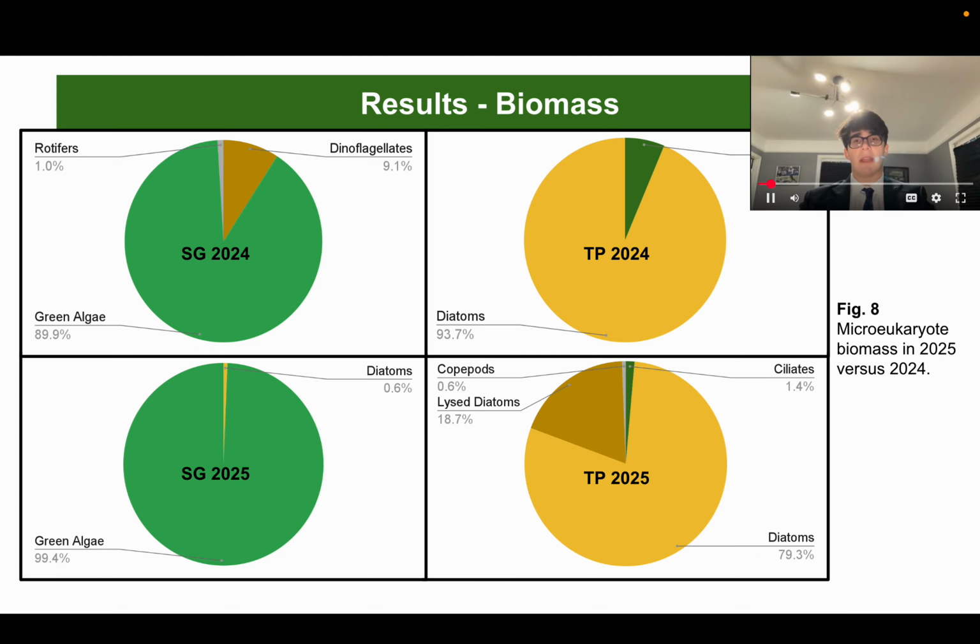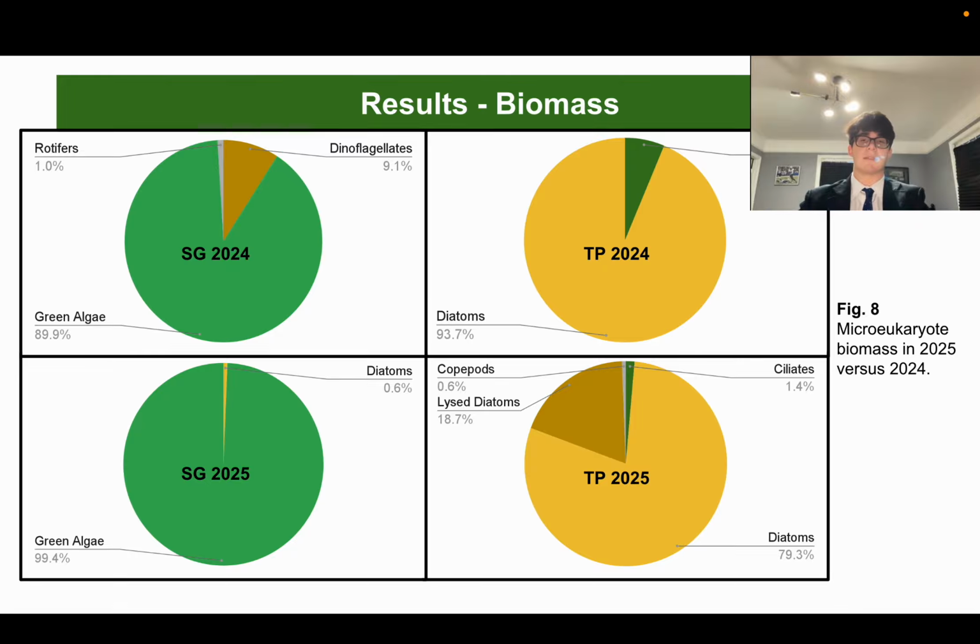In Site SG, green algae was dominant in both 2024 and 2025, and the same trend was found with diatoms and TP in both years. However, both sites show significant signs of stress. As you can see, dinoflagellates, which are very sensitive, seemingly disappeared between 2024 and 2025. The same trend was found in TP. As you can see, a lot of the diatoms were lysed, which once again is an indicator that these ecosystems are being stressed.